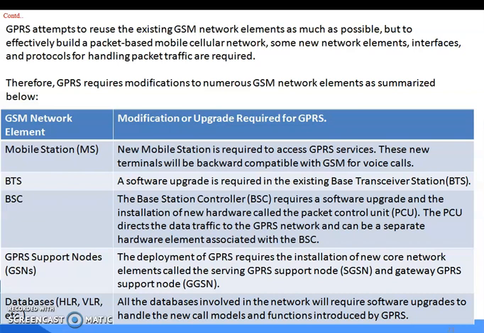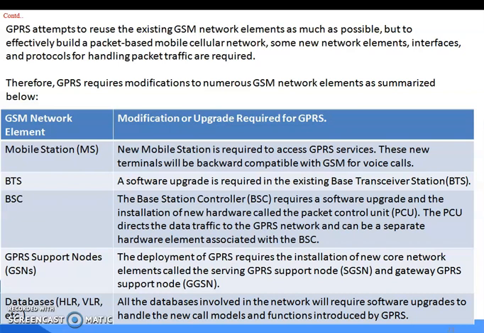So these are the elements. First, the mobile station, MS: a new mobile station is required to access GPRS services. Then your BTS: a software upgrade is required in the existing BTS, that means base transceiver station. Then BSC, base station controller, requires a software upgrade and the installation of new hardware called the packet control unit, PCU. Next is your GPRS support nodes.